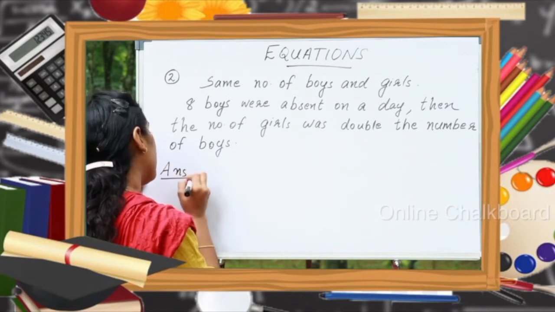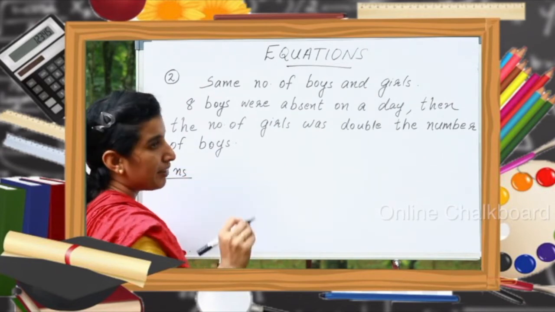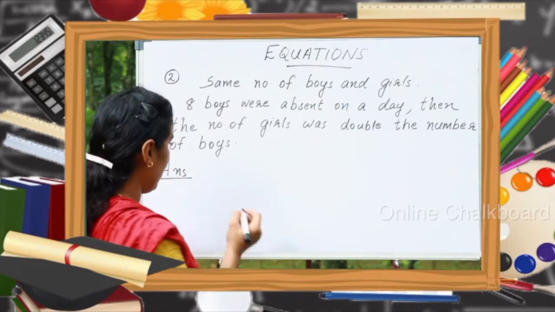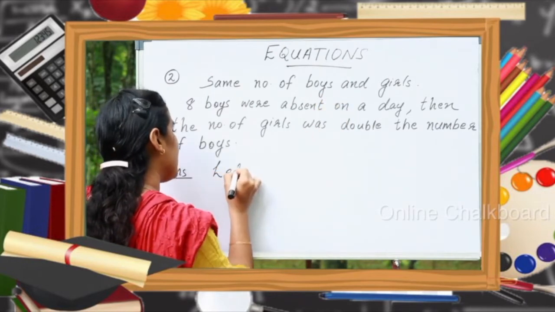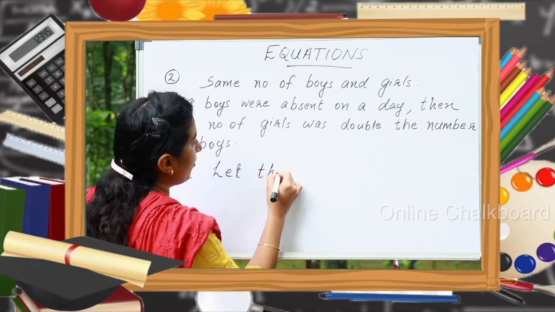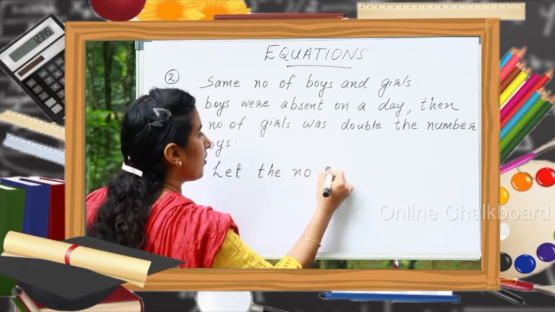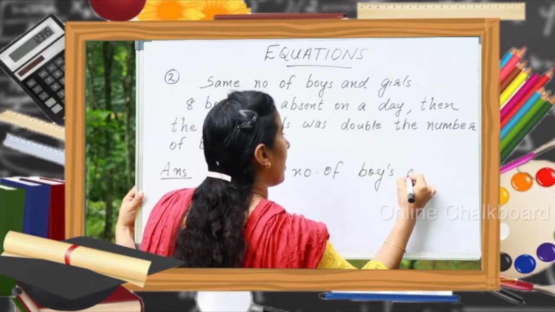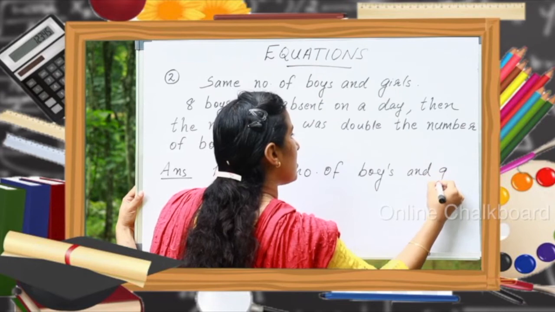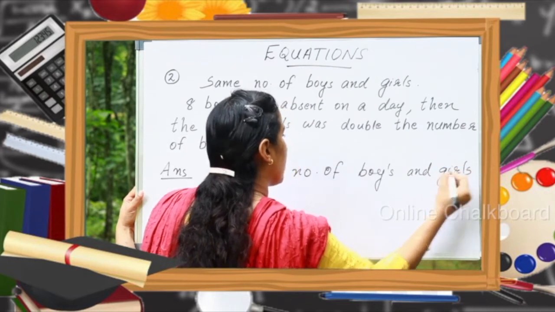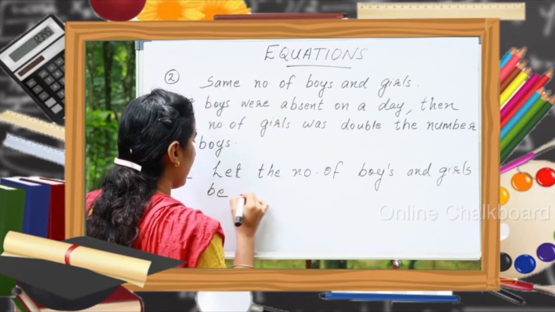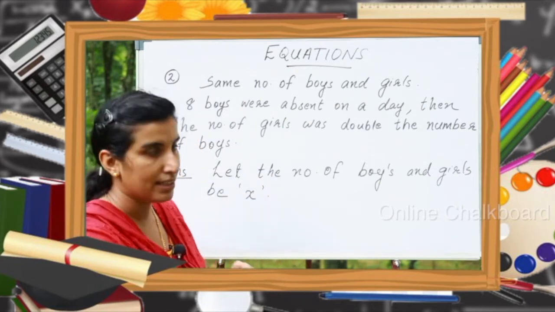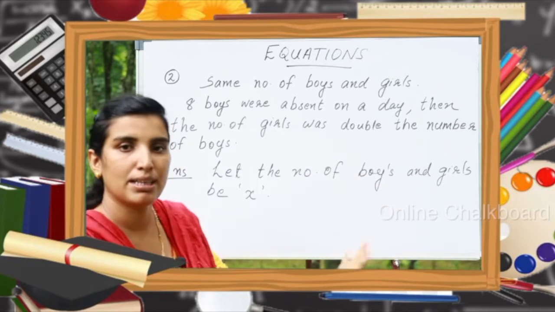To start the answer, first we take a variable. Since the number of boys and girls is the same, we take x. Let the number of boys and girls be x. Girls number, boys number, same.